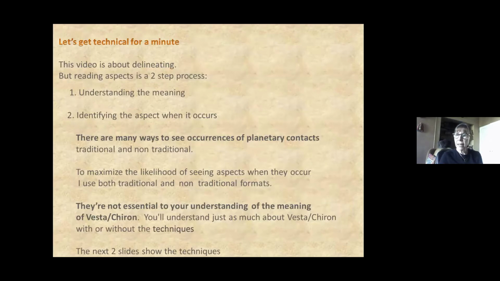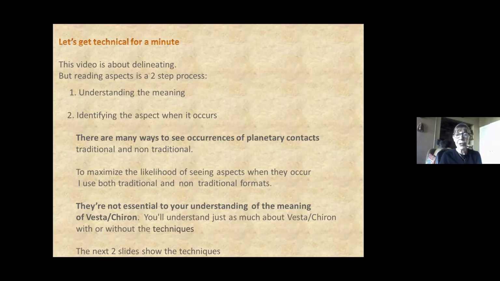Now, we're going to get technical for 1 minute. We're really here to talk about delineations, but reading aspects is a two-step process, and you need to understand the meaning of it, and you need to be able to identify that aspect as frequently as possible when it's in there. There are many ways to see occurrences of planetary contacts. Some are traditional and some of them are not so traditional.